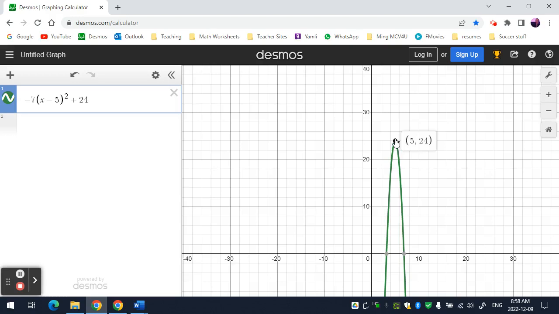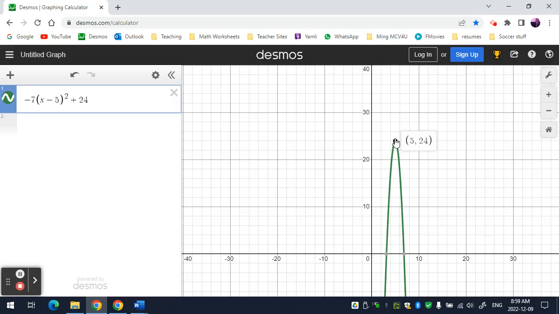What number here does not appear here at all? Like it's completely irrelevant and unimportant. Exactly. So the A has no significance or importance in which form? The vertex form. I just need this guy and this guy, and I'm done.